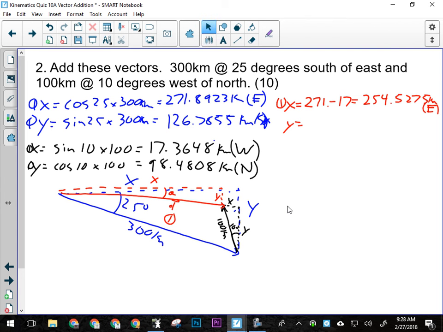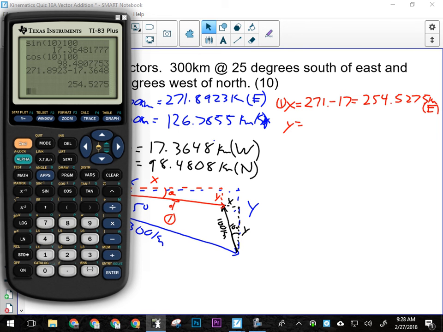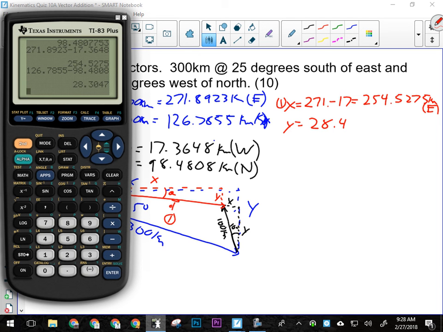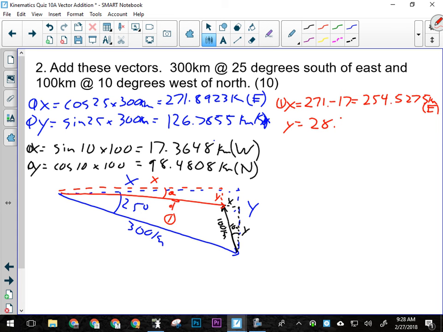Okay, for y, obviously with blue y we go more south than we go north, so we'll go blue y minus black y. So blue y is 126.7855 minus 98.4808 is 28.3047 kilometers south. 1 mark for that one. Okay, questions as we go.